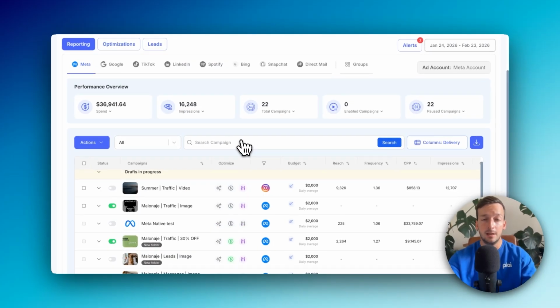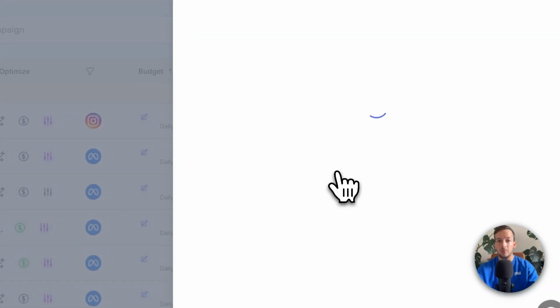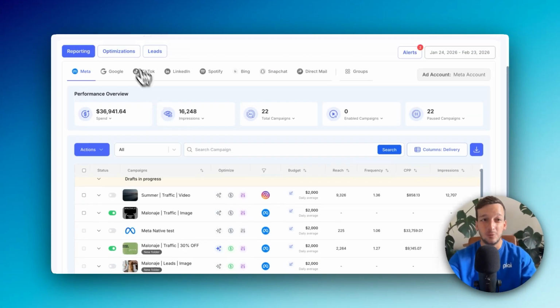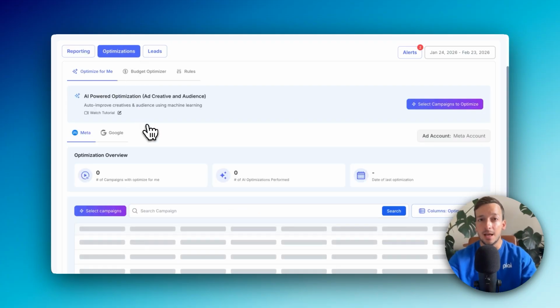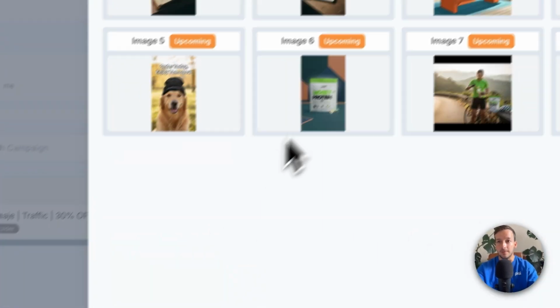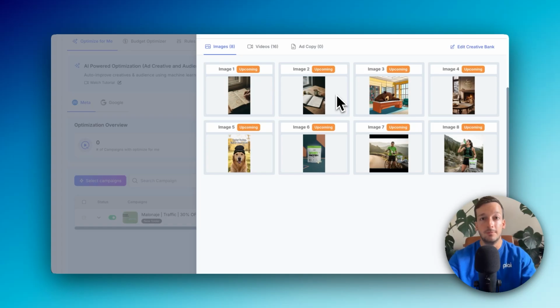And what you can definitely start doing on week 1 is turn on Optimize for Me, which will allow you to fill out the creative bank with new creatives to rotate. In this way, if the system detects any underperformance of any specific creative, image or video, you can actually come in here and add more new images, more new videos for them to be rotated in and to replace any underperforming assets.